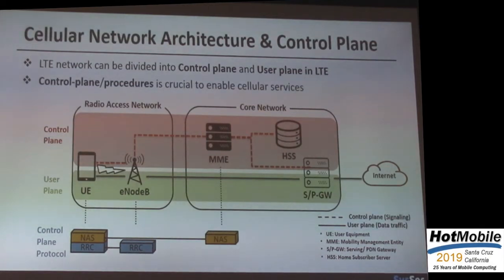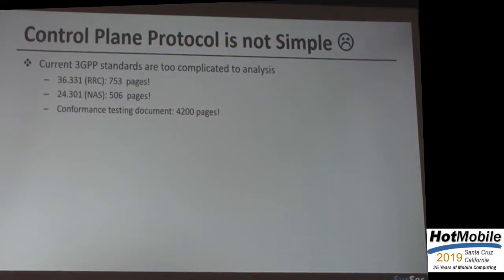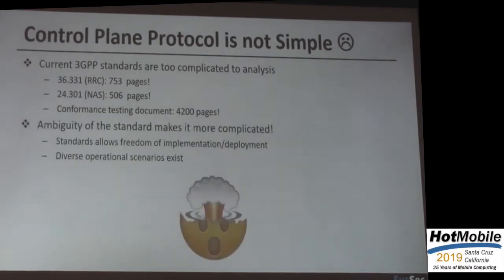Once the control plane procedure is complete, the data service starts. Therefore, to enable cellular services, the control plane is crucial. To provide high quality service, network operators strive to optimize their core network operations. However, analyzing the control plane is not simple, as the standard has over 5,000 pages, and it demands excessive engineering cost to analyze. What makes it worse is that the standard leaves operators the freedom to customize their operating logic, and this creates diversity in the operation scenarios for the same control plane procedure.